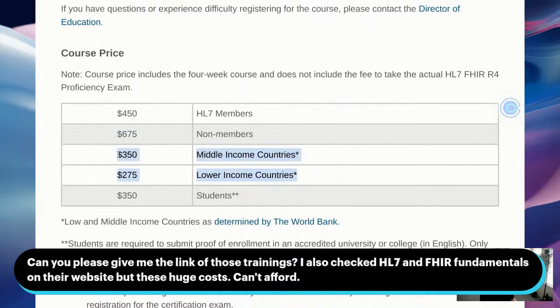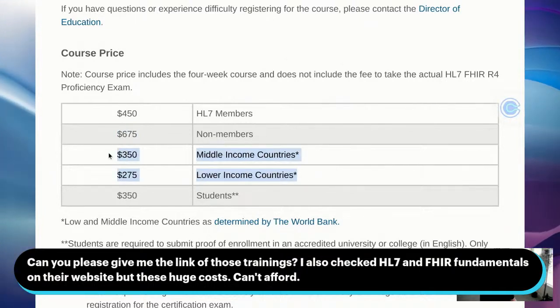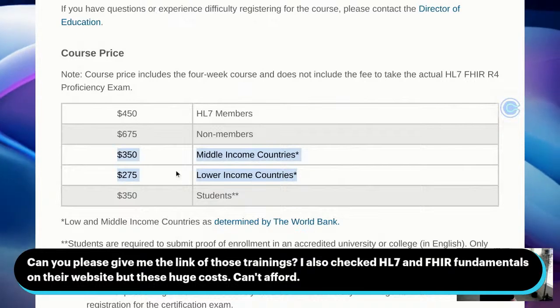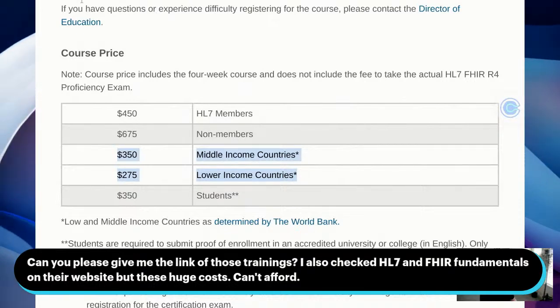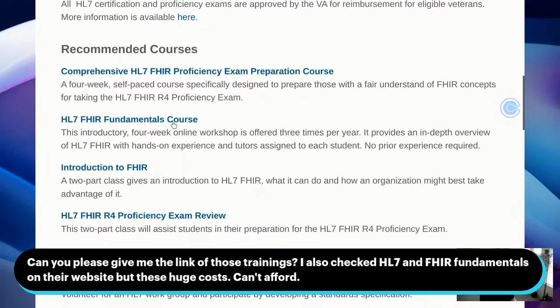I don't know if you qualify for one of these. If you're in one of those lower or middle income countries, it's a little cheaper. Still relatively expensive, even if you are.